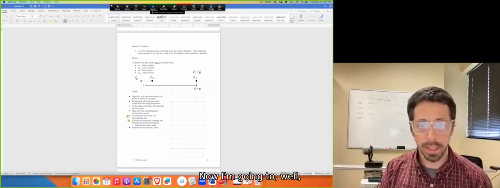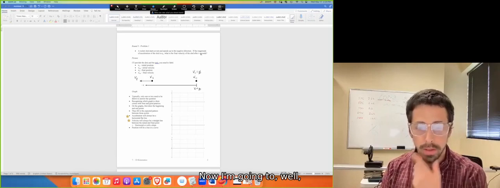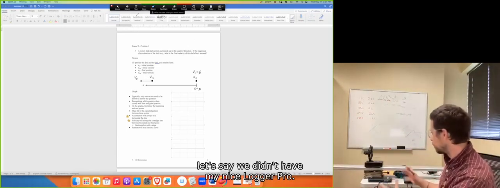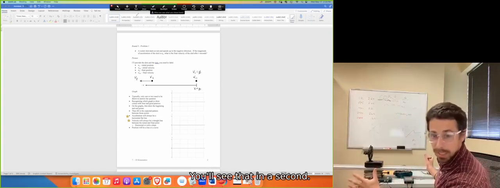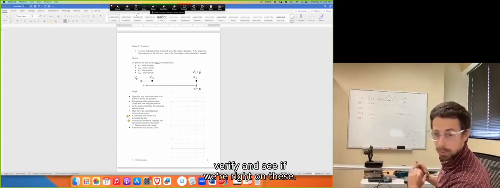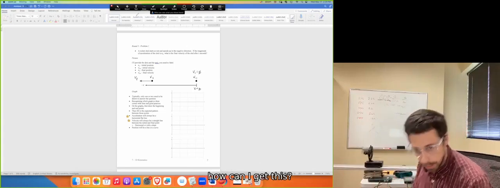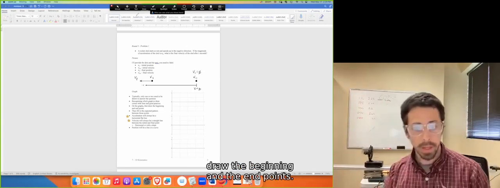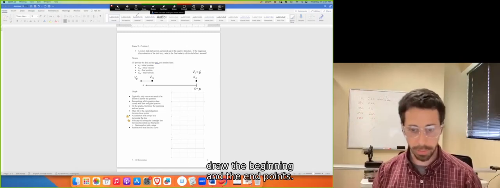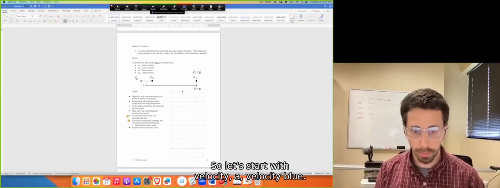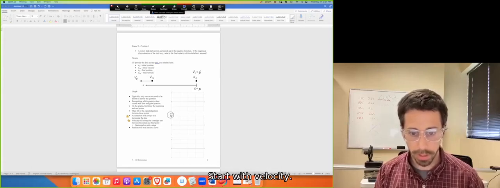Now, let's say we didn't have my nice Logger Pro. You'll see that in a second. We'll verify and see if we're right on these. But if I didn't have that, as long as my picture's right, how can I get this? Well, what does it say? It says draw the beginning and the end points. So let's start with velocity. I'll make velocity blue.